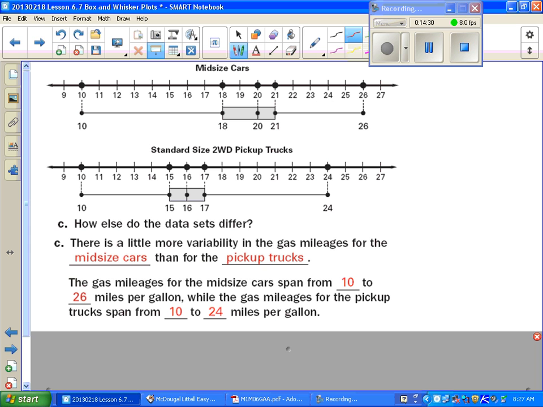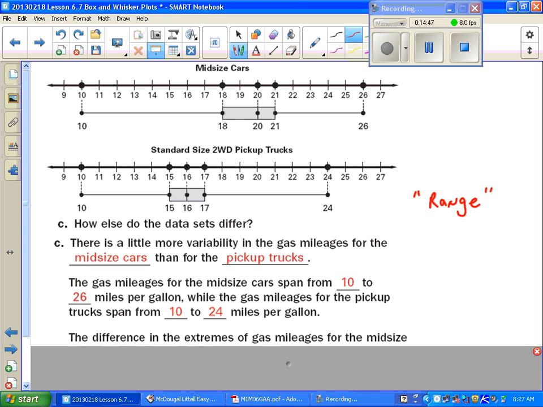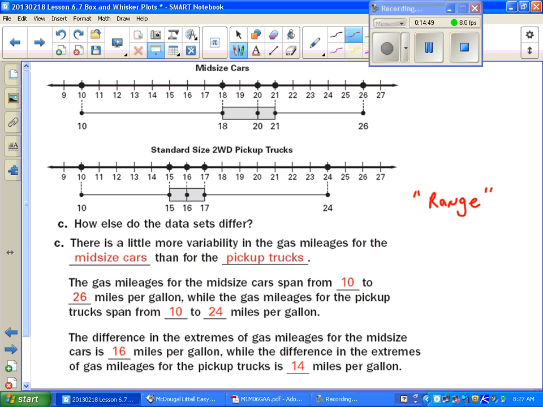So what that's called the extremes, or this is called the range of these, and that's an easy concept for most people to understand. The range of each of these, from 10 to 26 and from 10 to 24, 16 versus 14, is the range. And again, extremes means from the smallest to the largest. And another term that's used interchangeably with range is extremes. 16 versus 14.